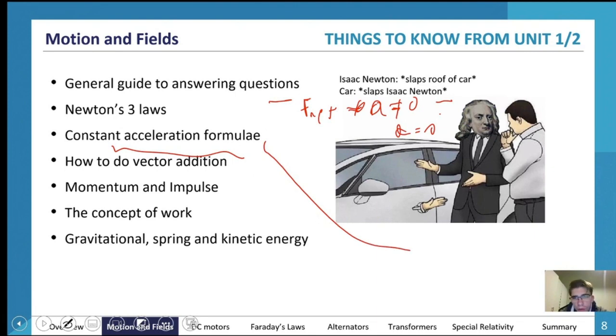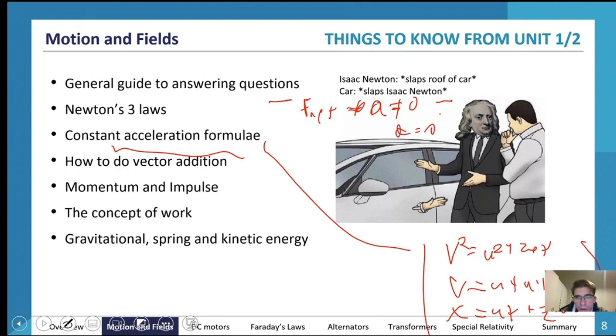There's the constant acceleration formula. So v squared is equal to u squared plus 2ax, v is equal to u plus at, x is equal to ut plus half at squared. These are the main ones that you need to remember. Obviously you have other ones, but these are the main ones.